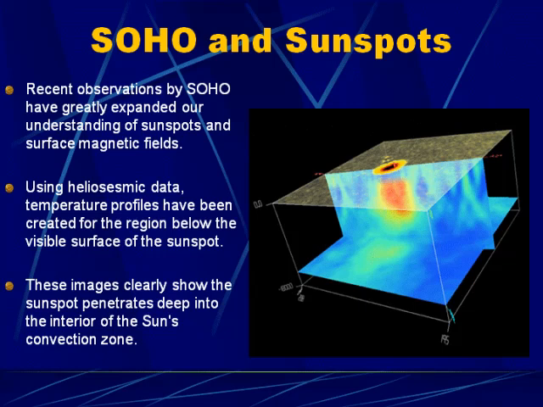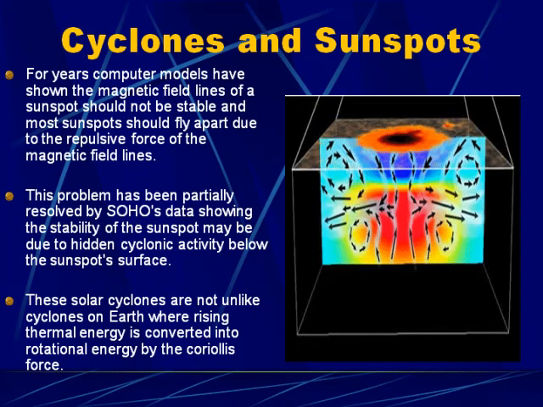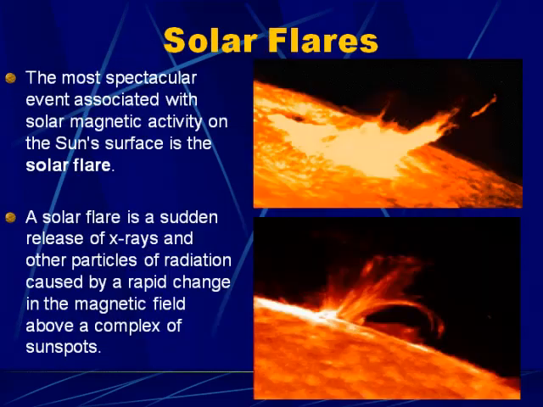SOHO has been able to actually look deep into the sunspots, and we see that they're not just on the surface. They do go quite deep because the magnetic field lines penetrate all the way to the tachocline. Some models of these sunspots seem to indicate that although the sunspots shouldn't theoretically be stable, the sunspots actually create a similar structure to what we see in things like cyclones and other rotating storms. And this rotational motion actually stabilizes the sunspot, keeps them from flying apart.